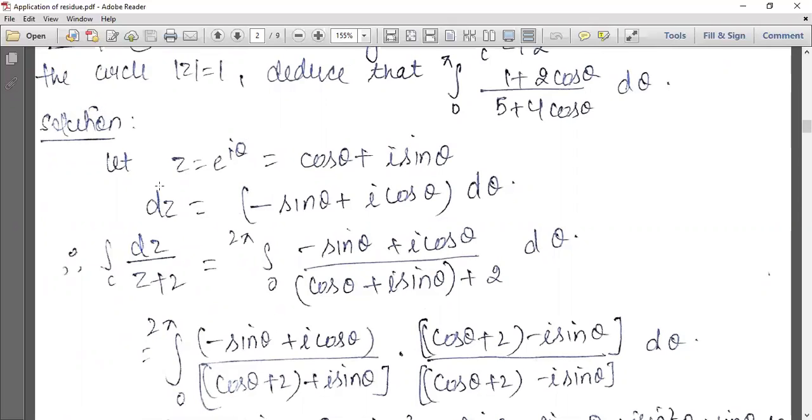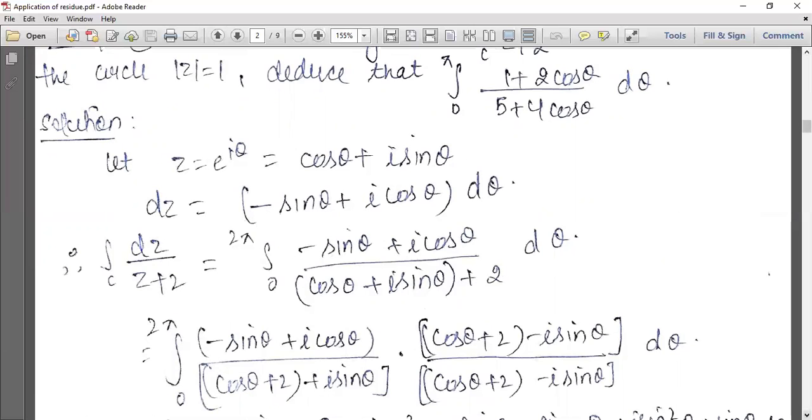Again, I will put z equal to e raised to the power i theta, which is cos theta + i sin theta. So dz will be: the derivative of cos theta is minus sin theta, the derivative of sin theta is cos theta. So this becomes (minus sin theta + i cos theta) d theta. Now my actual integral is dz over z + 2. So this will be the integral from 0 to 2 pi of (minus sin theta + i cos theta) d theta divided by (cos theta + i sin theta + 2). So my integral will become this.